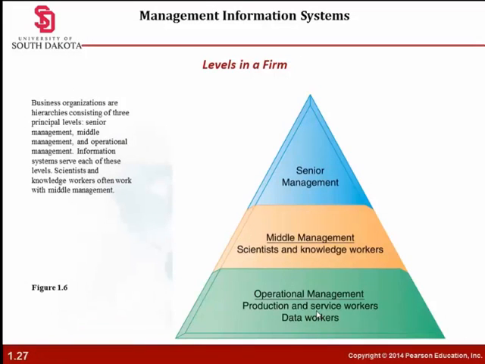So here are the different levels of the firm using a triangular representation. Business organizations are basic hierarchies consisting of three principal levels: the senior, middle, and operational management. Information systems serve each of these levels. Scientists and knowledge workers often work with the middle management area. Think about how information systems would factor into the day-to-day jobs of each of the three types of workers in the pyramid.